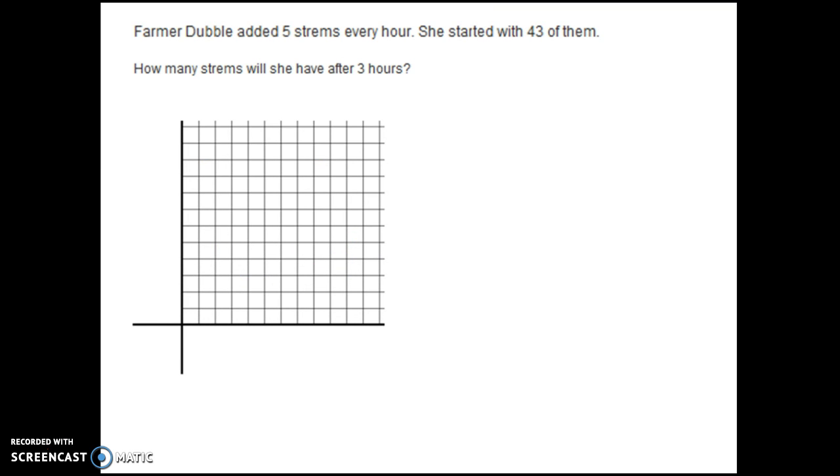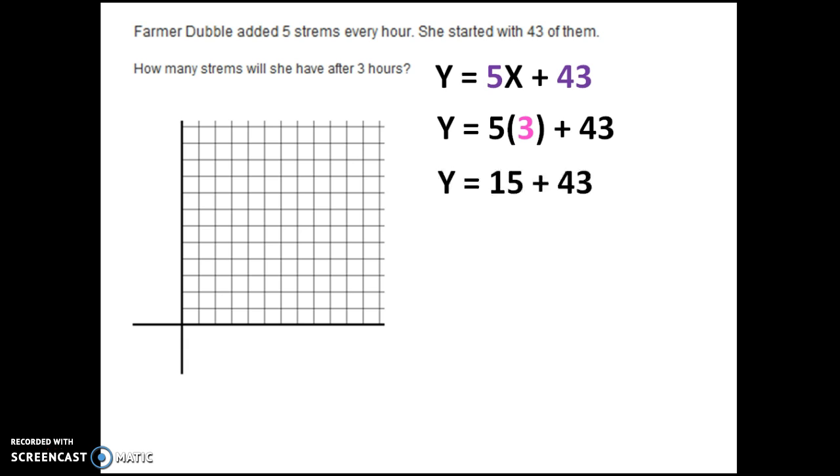So here we'll take a look at one more example. Farmer Double added 5 stems every hour. She started with 43 of them. How many stems will she have after 3 hours? So here we can come up with an equation. We know that our rate of change is 5, and our starting amount is 43. So our equation is y equals 5x plus 43. We are concerned with how many stems she has after 3 hours. So we'll substitute 3 in for x. 5 times 3 is 15, plus 43 gives us 58.